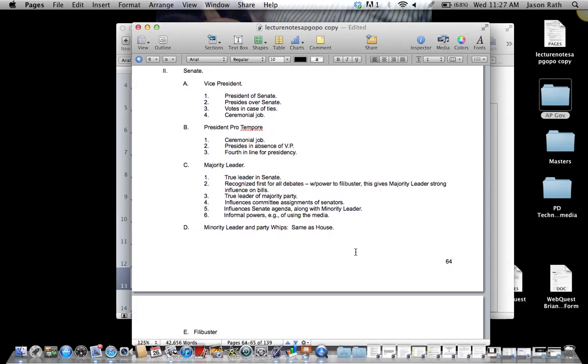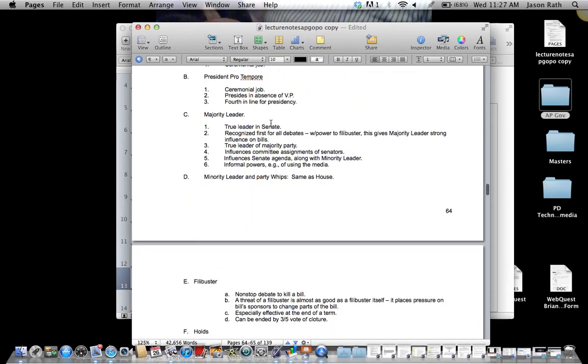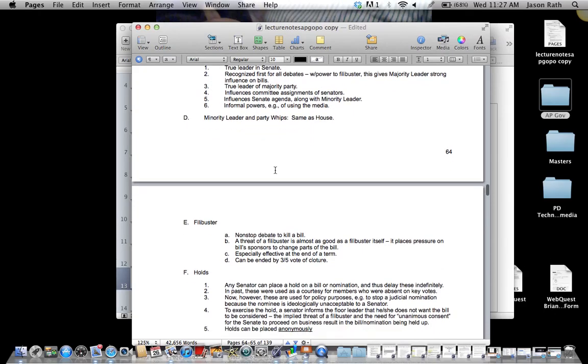Again, just like the leader of the House, the Speaker of the House. Minority leader and party leader whips, same as the House, which means they have the same roles. They're doing the same exact thing here. They're not the same people, by the way, not the same people. So what's a filibuster and a hold?